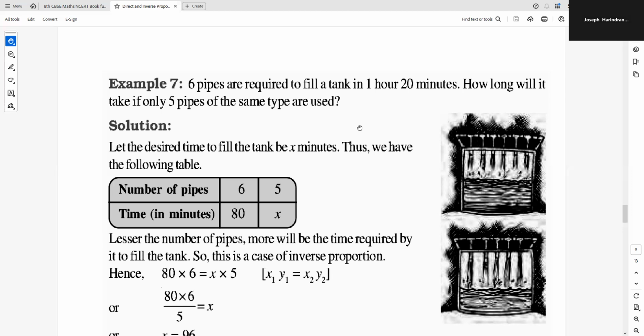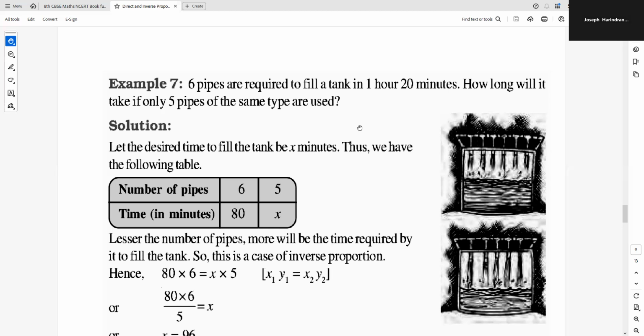See, 6 pipes are used to fill a tank in 1 hour 20 minutes. If only 5 pipes are used, then it will take more time, definitely. The number of pipes is reduced, the quantity of water also will be less, and it will take more time to fill the tank. That is the inverse proportion. So we form a table again.